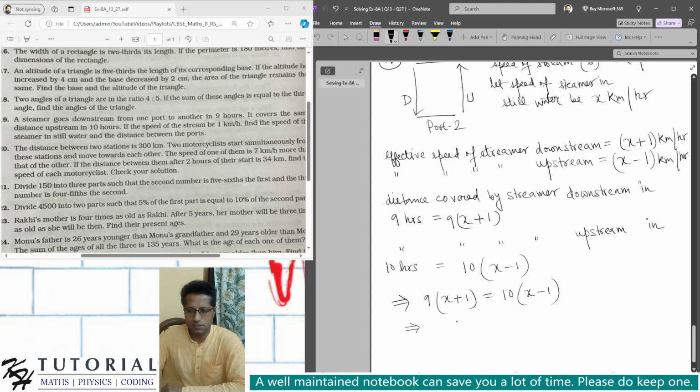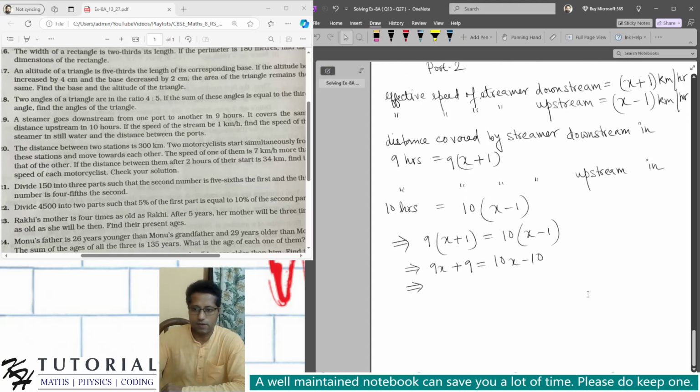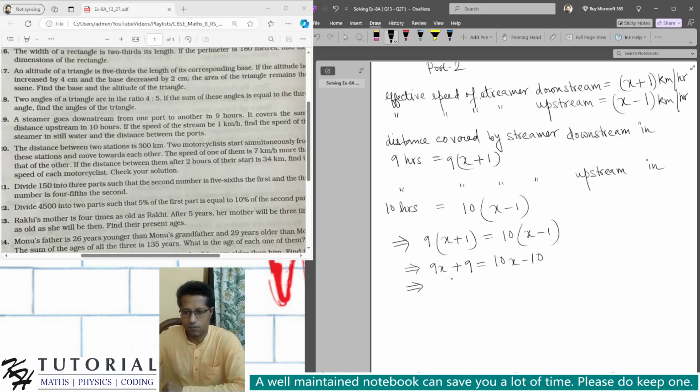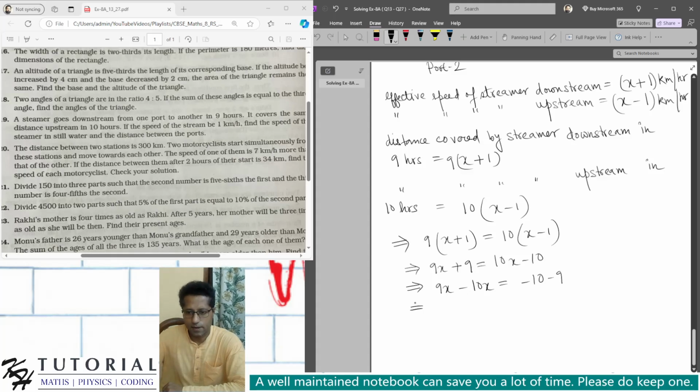Doing the product of the LHS and RHS and expanding, opening the brackets, we get 9x plus 9 is equal to 10x minus 10. And as usual, as we have solved linear equations, we will bring the variable terms to the left hand side and all the constant terms to the right hand side. And we get minus x is equal to minus 19. This implies x is equal to 19.